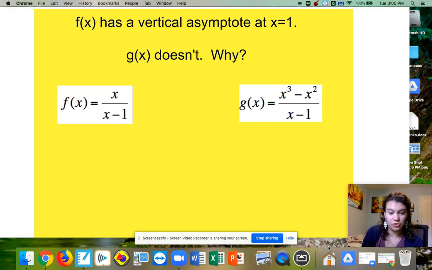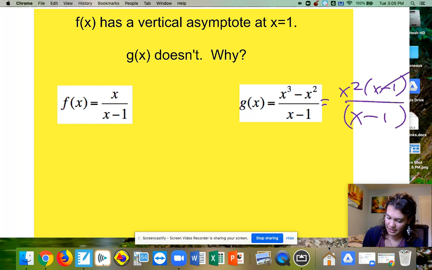So these are the 2 from the beginning. One of these has a vertical asymptote and one of them doesn't. So think about which one. Okay, so if we simplify this, we can factor out an x squared.